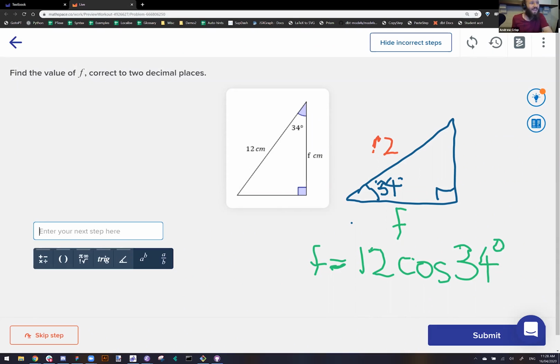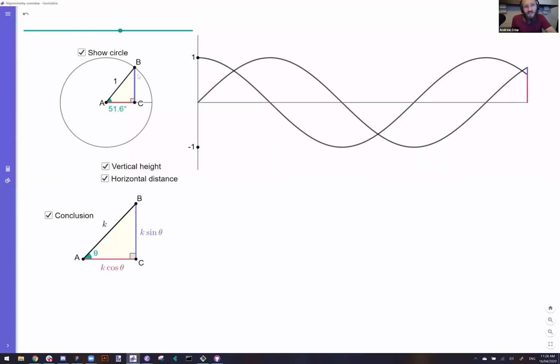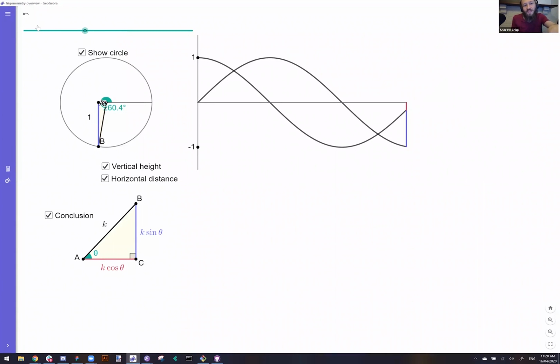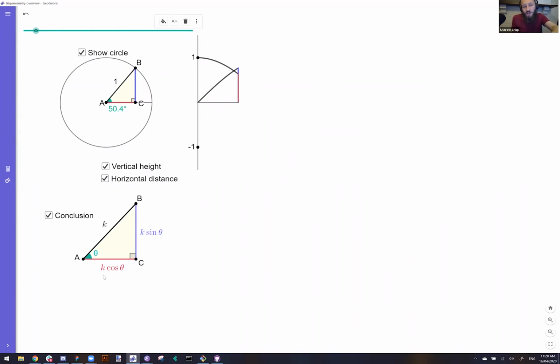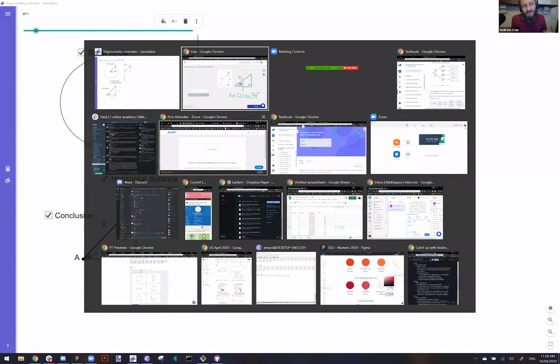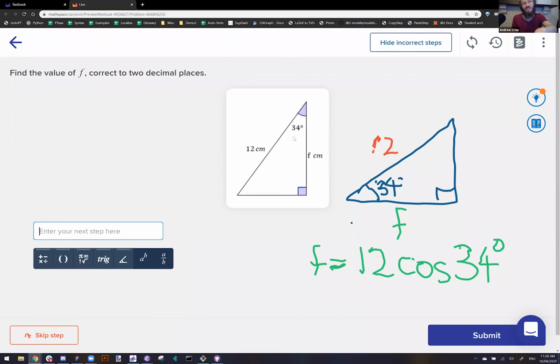Good question. So someone's asked, why did I bring the 34 down? And that's because I wanted to match it with the way that this circle worked. So remember when I was doing this circle, the angle was always in the center there. And cos was my horizontal distance. And sine was my vertical height. If my angle is up here, then it doesn't match the picture that I was trying to draw before. If you're good at spatial rotation, you can move it around.